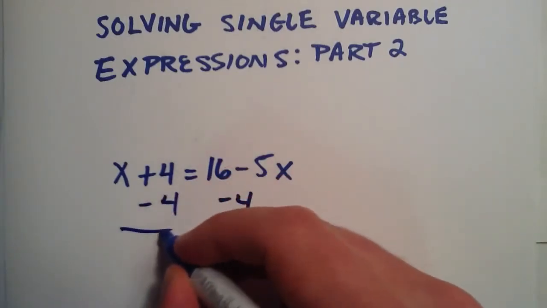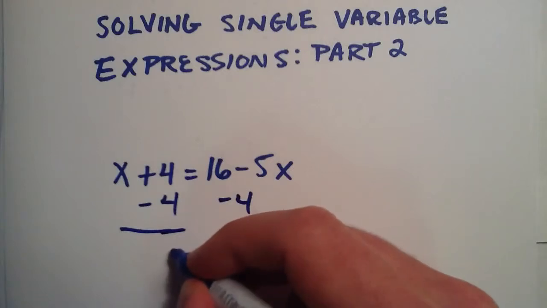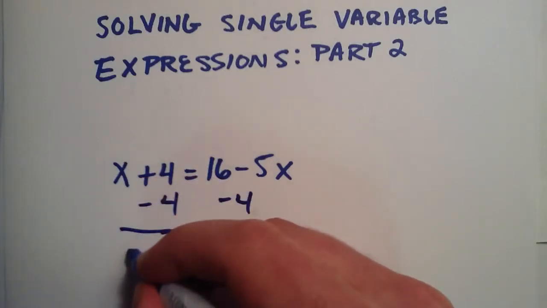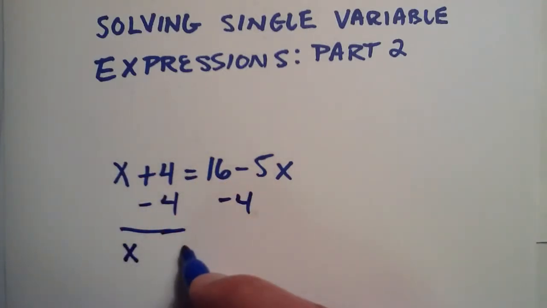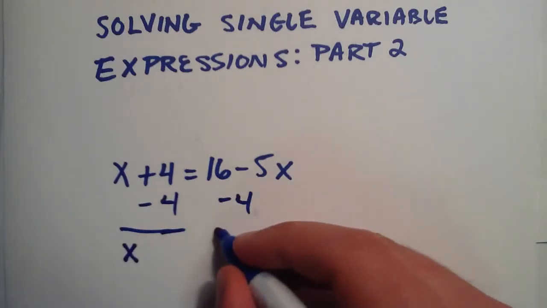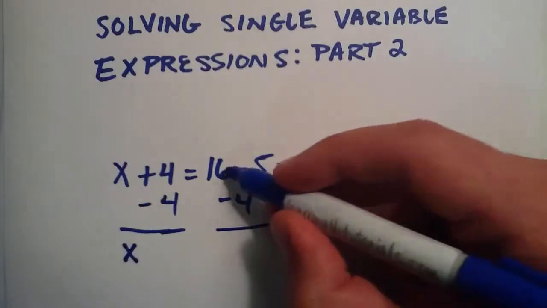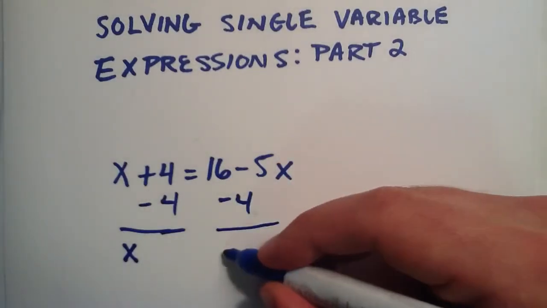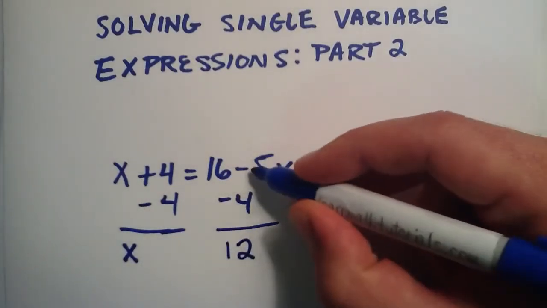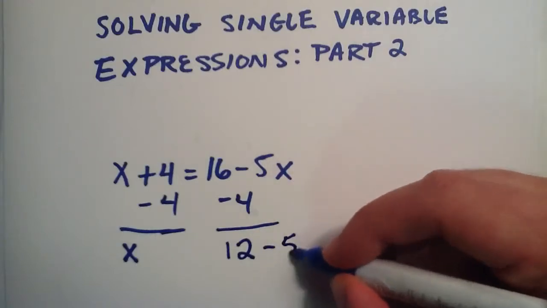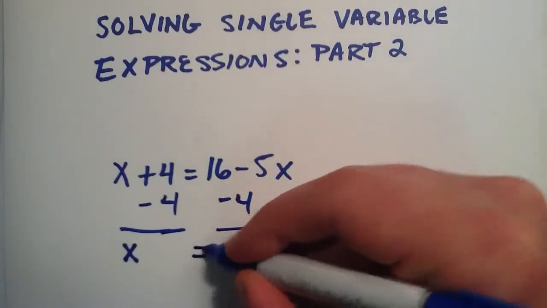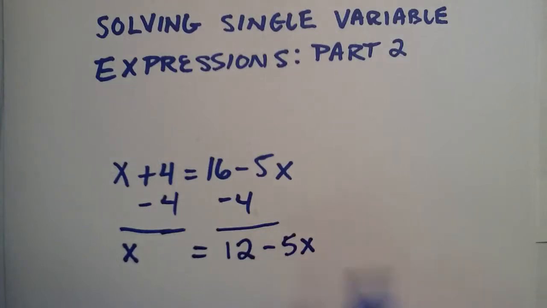And 4 minus 4 gives us a 0, so we're just not going to write anything down there. And we didn't take away any x's, so this is simply x plus 0, or simply x. And since we took away 4 from one side, we have to take it away from the other. And so 16 minus 4 gives us 12. And we didn't change the x's, so that stays the same. So now we have x equals 12 minus 5x.